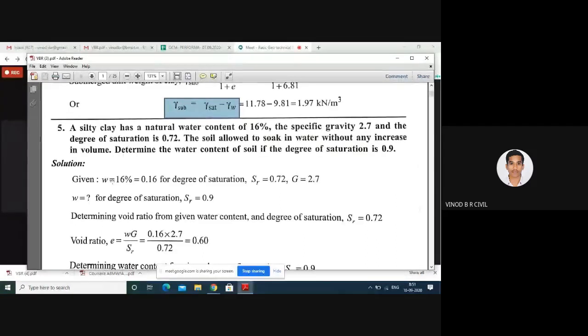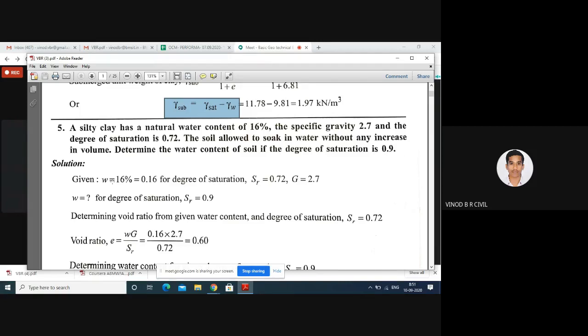When the degree of saturation is 0.5, it is like garden soil, then we can expect 0.72 like that. The soil allowed to soak in water without any increase in volume means it is completely submerged. We can't expect any volume changes.